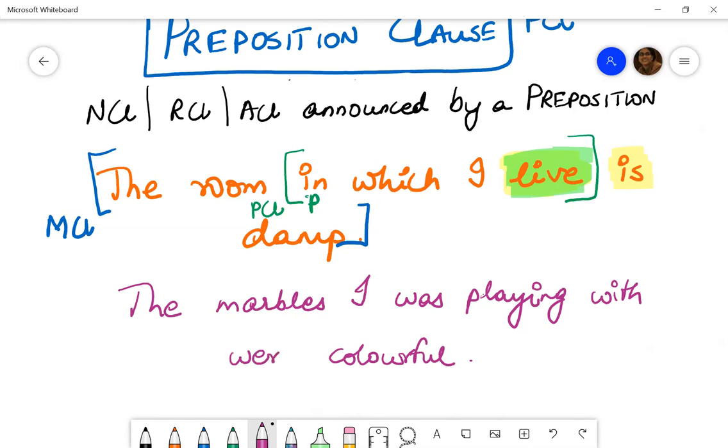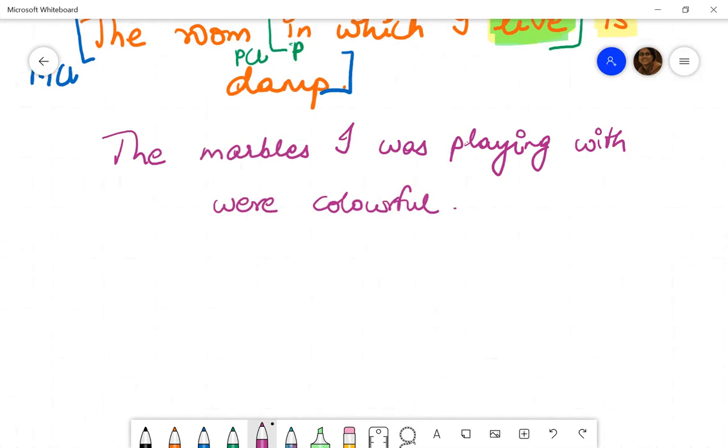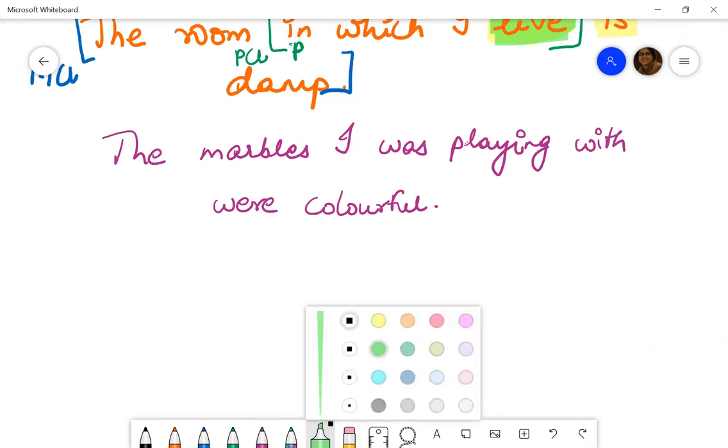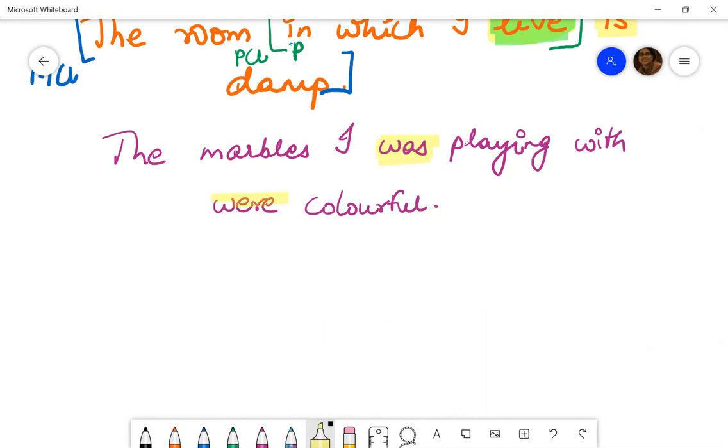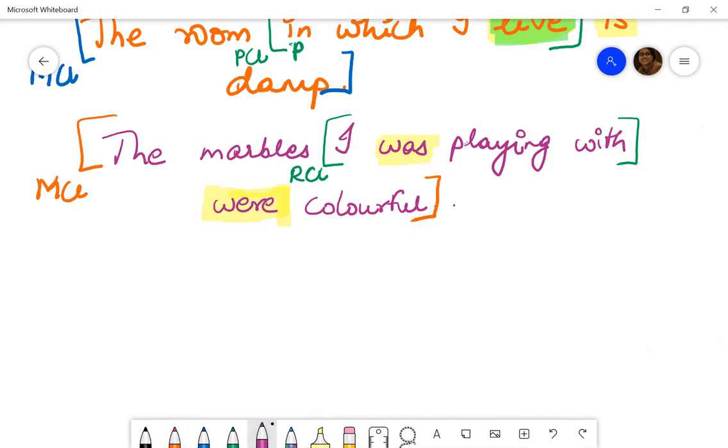Now, this is an interesting thing. I'm going to be doing this with you. The marbles I was playing with were colorful. And if you notice this element out here, what you will find is that I was playing with is fine, because what you have out here is the marbles I was playing with were colorful. Which marbles? The ones that I was playing with. So this is an RCL. Why is it an RCL? Because that chunk is describing which marbles, the specific marbles that I want. And the entire sentence is a main clause, right? That's what the entire sentence is. It is a main clause.